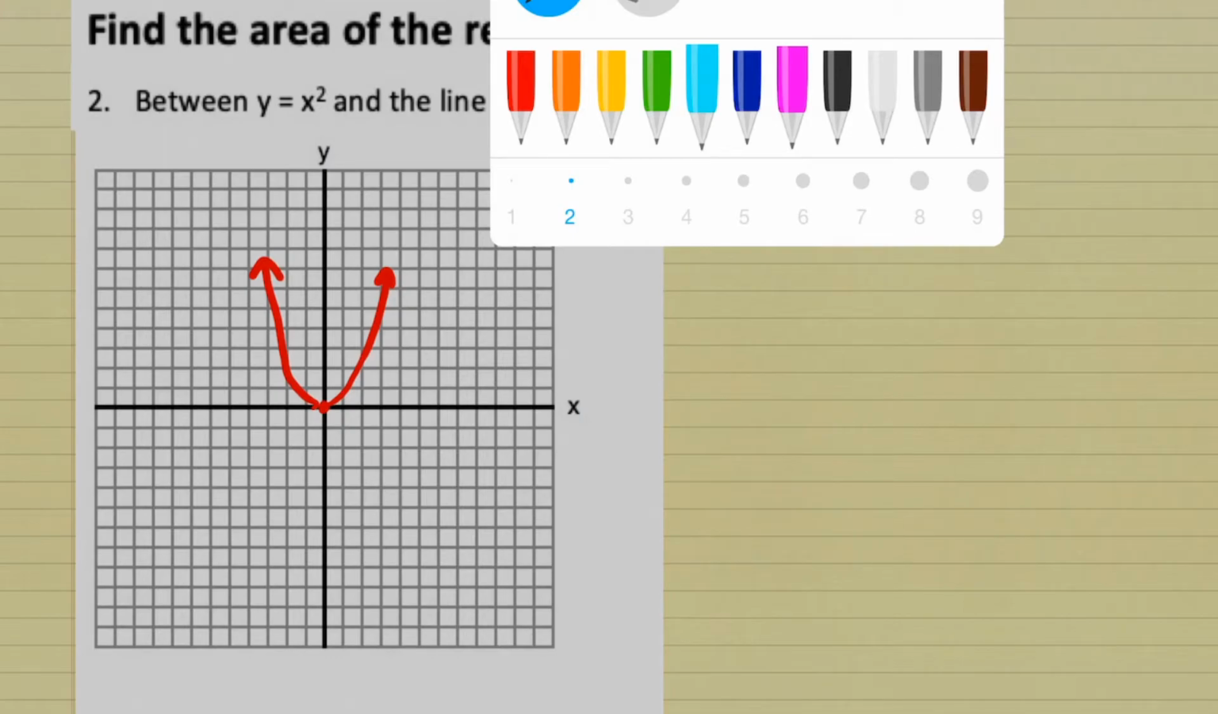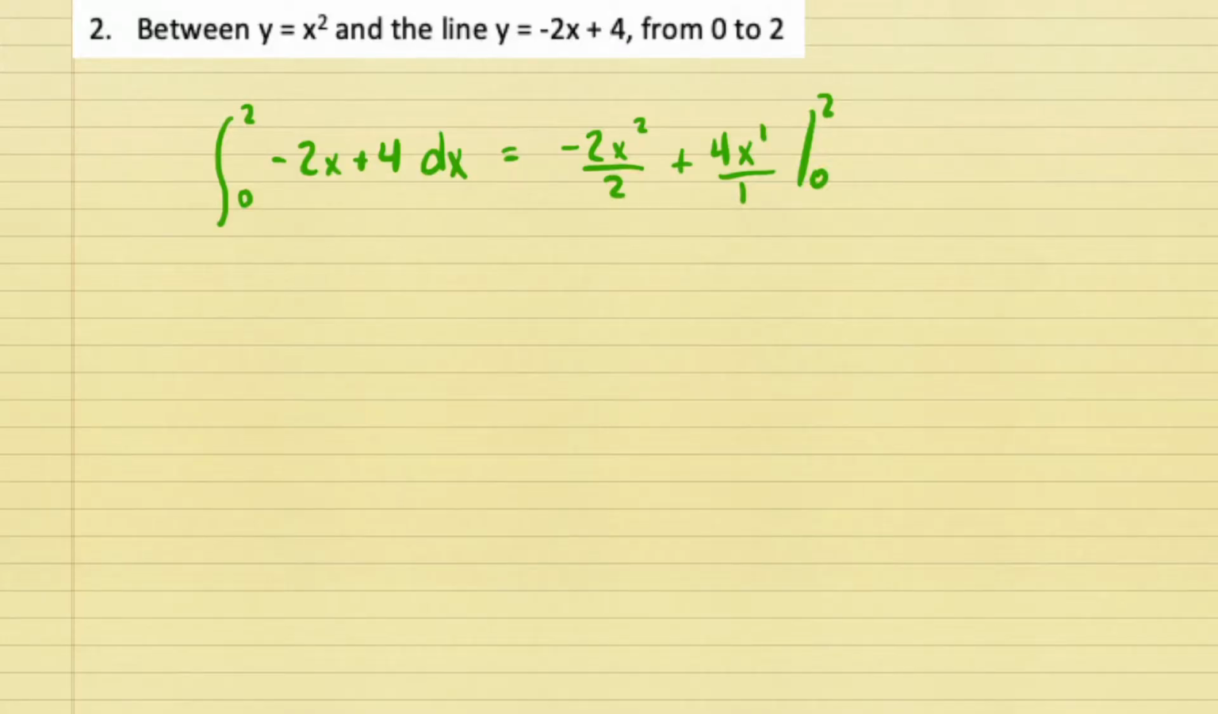All right, so let's jump in and do the math here. The line itself from 0 to 2 is the top, so it's the integral of negative 2x plus 4 dx. We have to find that area first. That area uses the power rule: we add 1 to the power and divide by the power, and we're going to evaluate from 0 to 2 again.